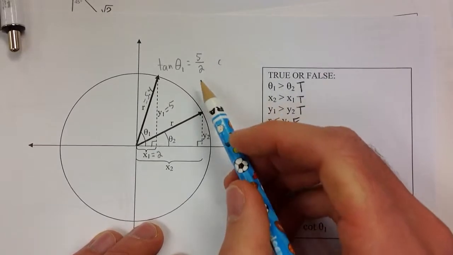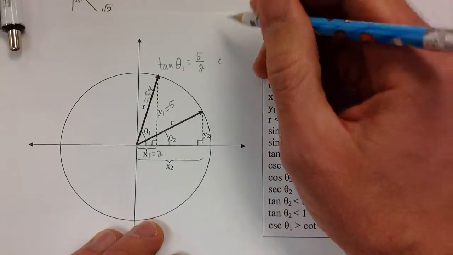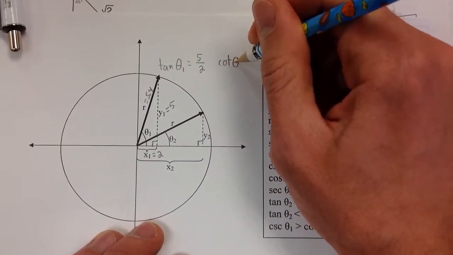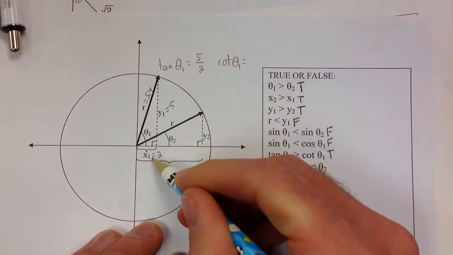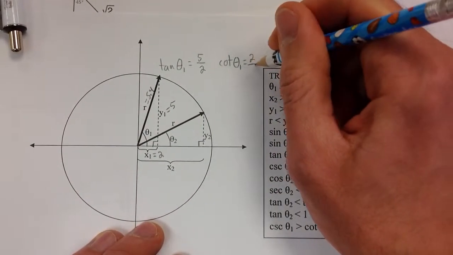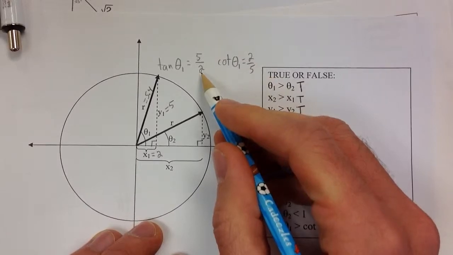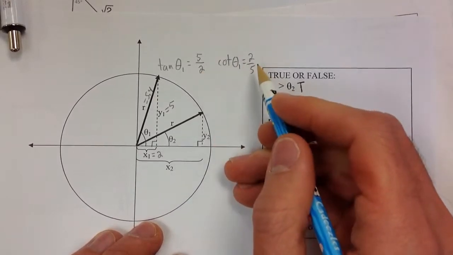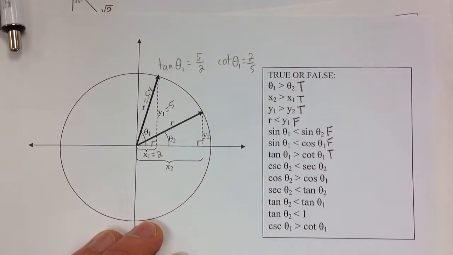So anyway, just to finish up, if we find cotan, that's adjacent over opposite. So you can see 5/2, which is 2.5, is greater than 2/5, which is 0.4. Thank you for asking the question. Next, Nick.